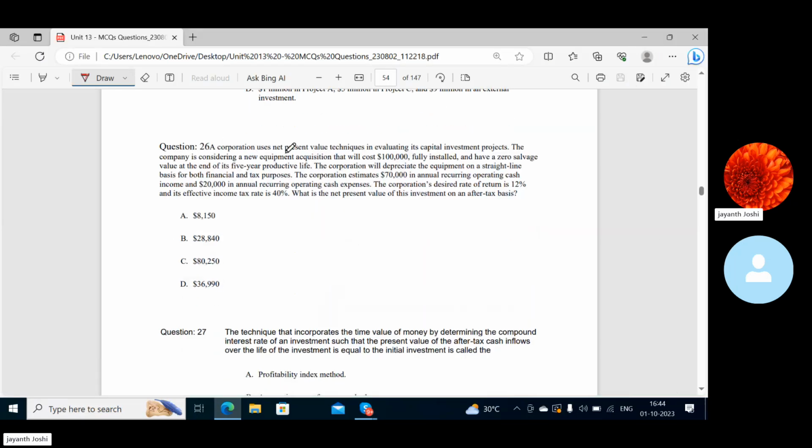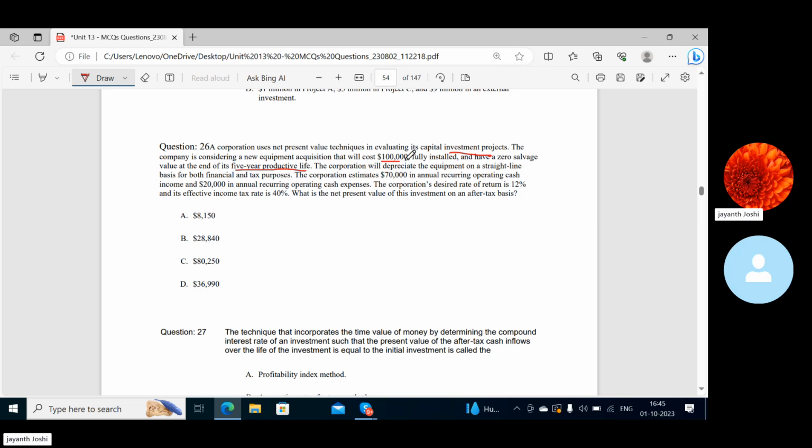So the question is, a corporation uses net present value techniques in evaluating its capital investment projects. The company is considering a new equipment acquisition which will cost them $100,000 fully installed and have a zero salvage value at the end of its 5-year productive life. So they are considering buying new equipment which will cost $100,000 and have zero scrap value if it is used for 5 years.